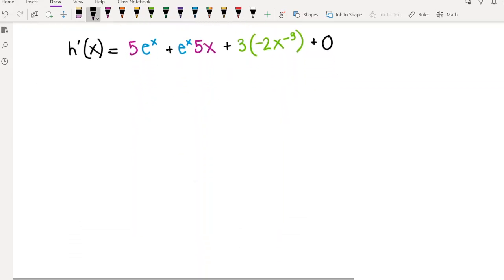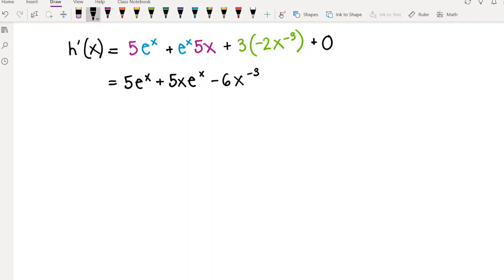So now we can clean this up a little bit. We have 5 e to the x plus, and I tend to like to write e to the x at the end, after any kind of powers of x, but it doesn't really matter. You could totally leave it written as above. If you wanted to, you could factor out the 5 if you like how that looks better. It doesn't really matter. And then here we have minus 6 x to the negative 3. If you wanted to, you could rewrite that as 6 over x cubed. And that's it. That's our derivative.